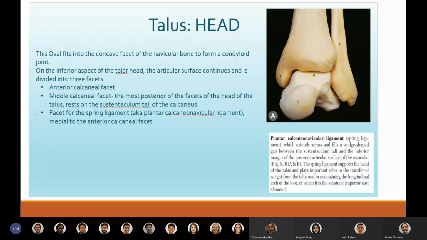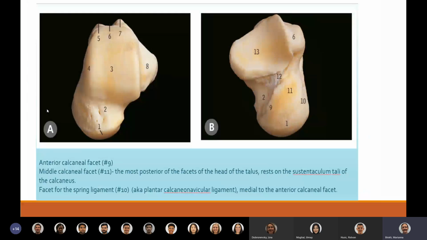So what's the thing to remember anatomically is that the middle calcaneal facet, this guy right here, number 11, right? The middle calcaneal facet rests on the sustentaculum tali of the calcaneus, okay? So that's another board question that can be asked. They just like for you guys to be aware of the orientation, what aligns with what, okay?